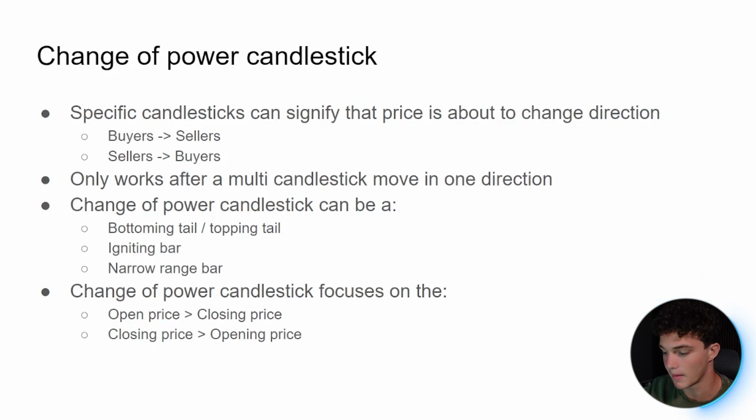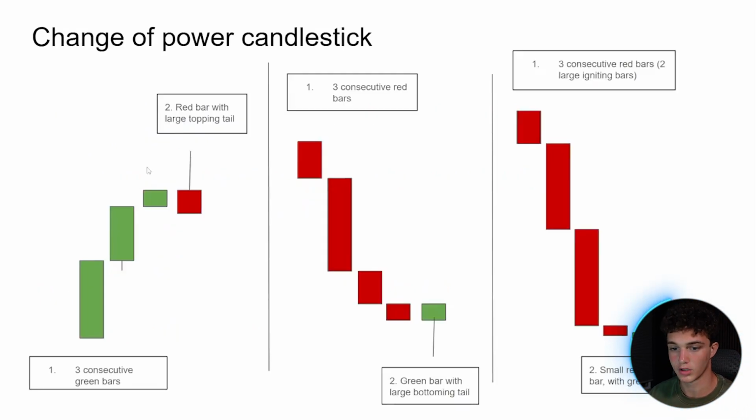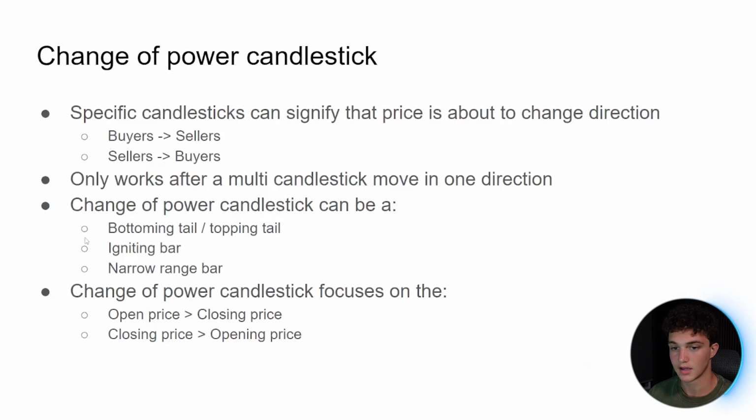appears. So if you don't know what that means, I'm going to just show you real quick. It needs to have a multi-bar move in one direction before the change of power candlestick can appear. And this change of power candlestick can be found in many different forms. There's not just one specific type of candlestick that represents the COP bar.